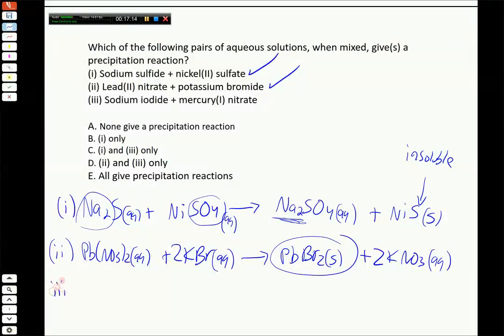And then finally for choice 3 we have sodium iodide, NaI, plus mercury 1 nitrate. Now mercury 1 is a weird one. This is one of our polyatomic cations. I don't think I've expressly talked about this one in class, but it's actually 2 mercury 1s bonded together. So it's actually Hg2 2+.